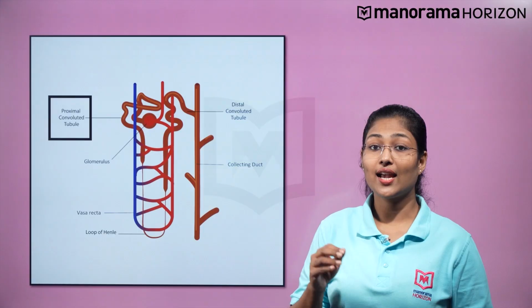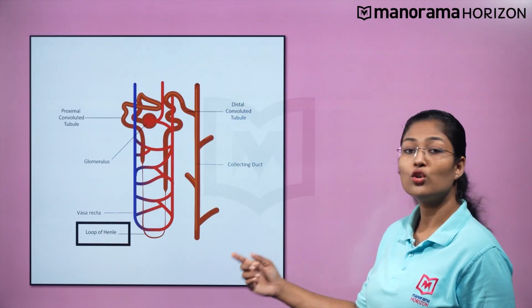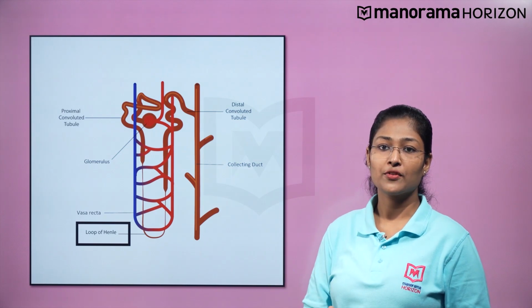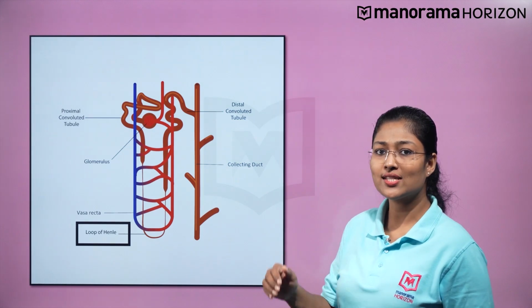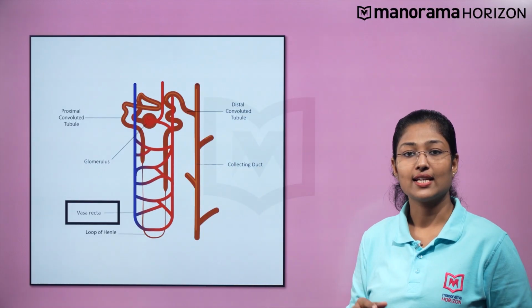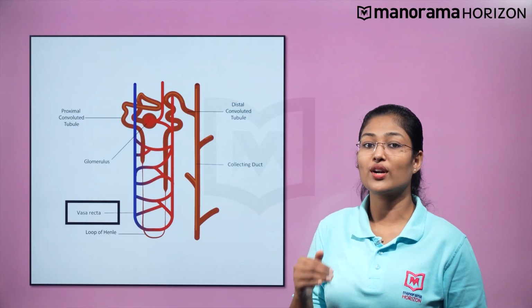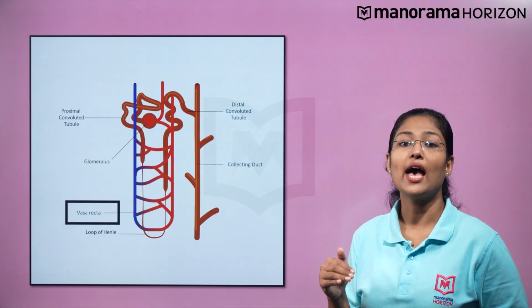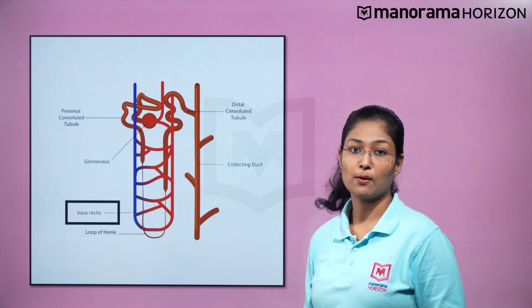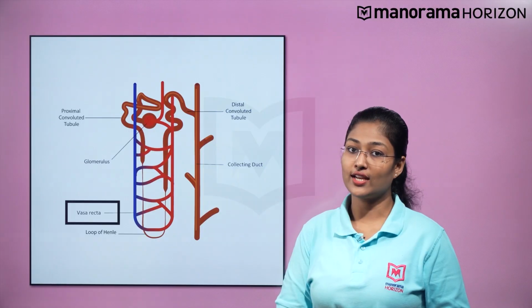The PCT is connected with a hairpin structure named Henle's loop or the loop of Henle. If you check the image, you can see an ascending limb and a descending limb. Recall that the minute vessels of peritubular capillaries also run parallel to this loop and form the vasa recta. And this part is found in the medullary zone of the kidney.